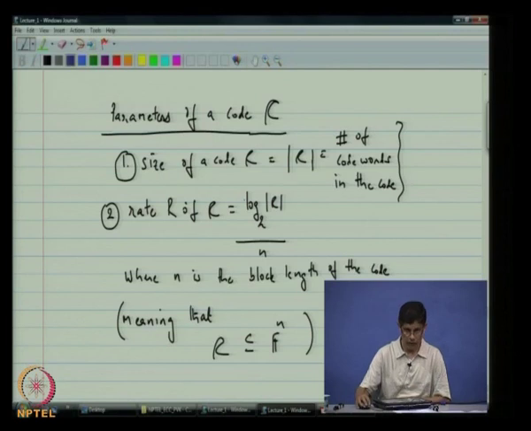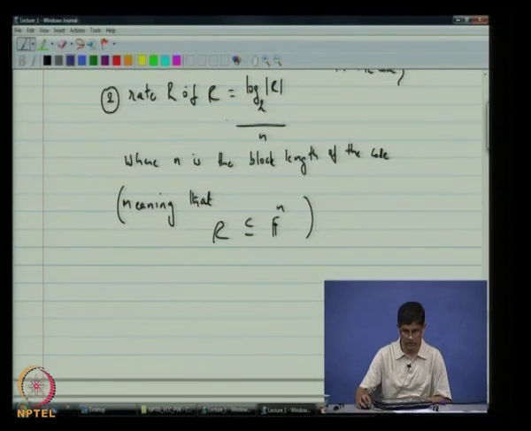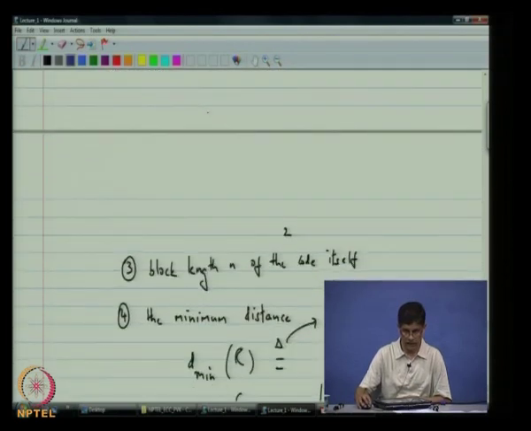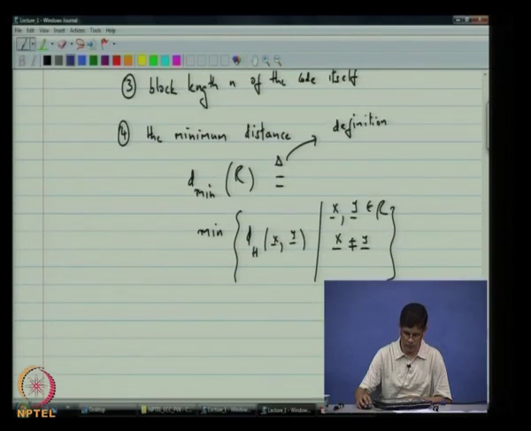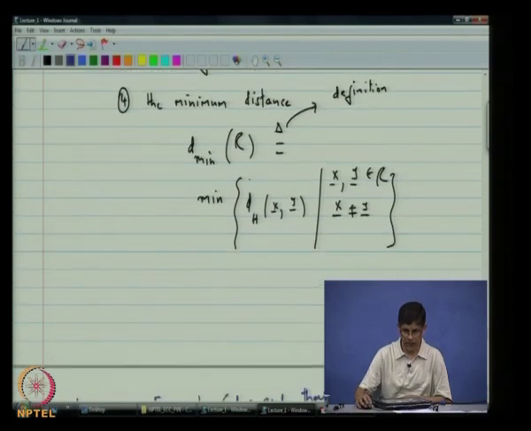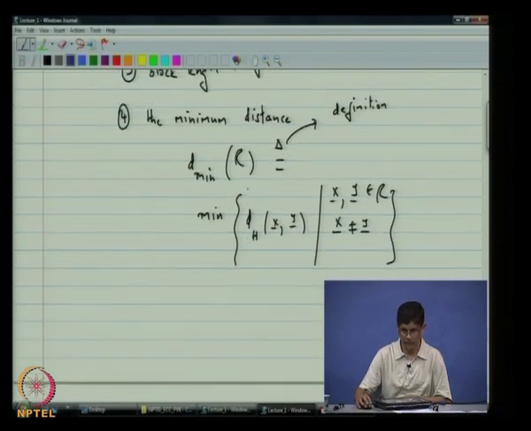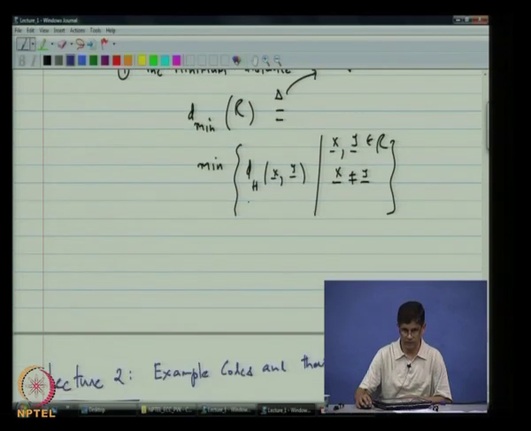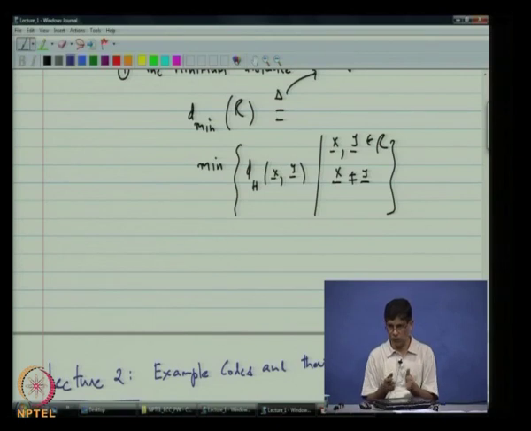Okay. So, the bigger the code, the more information that you are sending, and the third is of course the block length of the code itself, which is simply the number of components in each vector, and then there is the minimum Hamming distance. The minimum Hamming distance is really a measure which tells you how close two code words come together, because the smaller the distance, the lesser the error correction capability of the code.